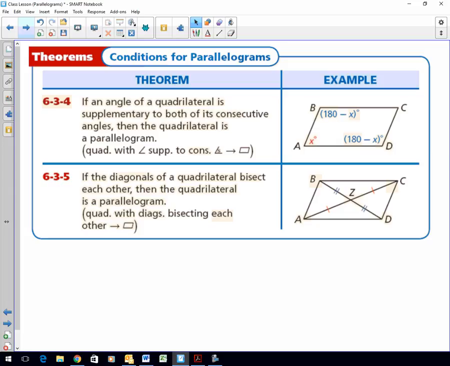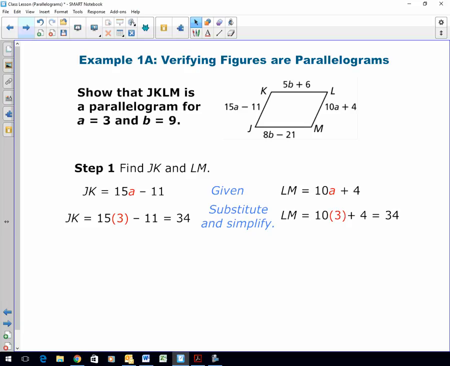You want to try to get parallel things like these. Okay? We're working towards that goal. These are the types of problems you would use to see whether or not you have a parallelogram. Notice what happens here. They give you the variables to use. A is 3, B is 9. What are you going to do with 3? Plug it in for A. What are you going to do with 9? That should be very elementary right now.